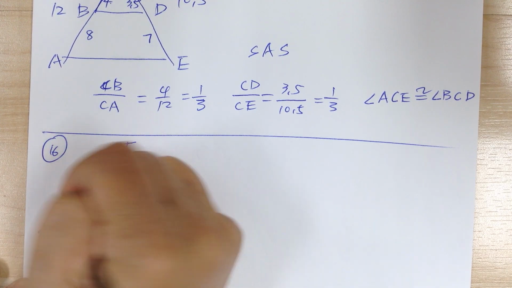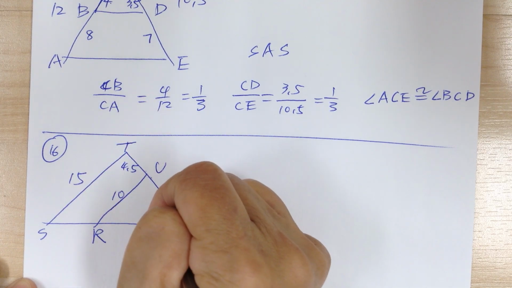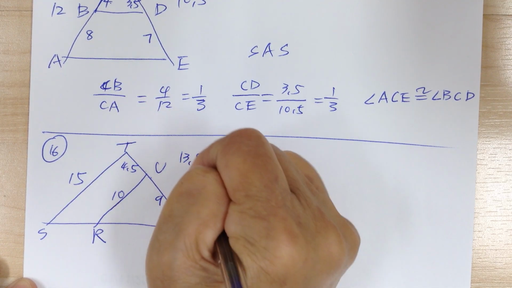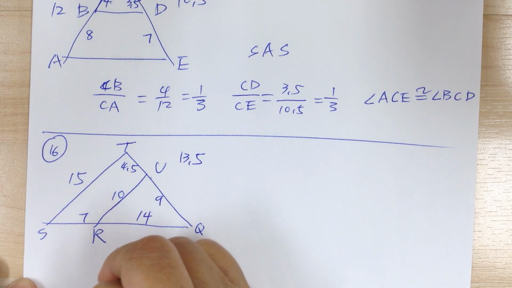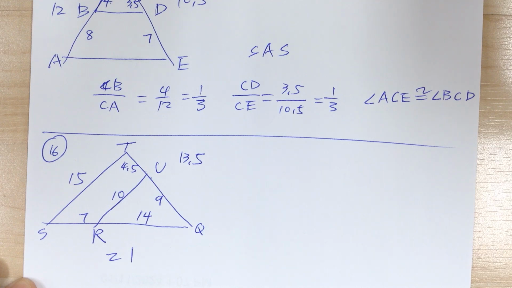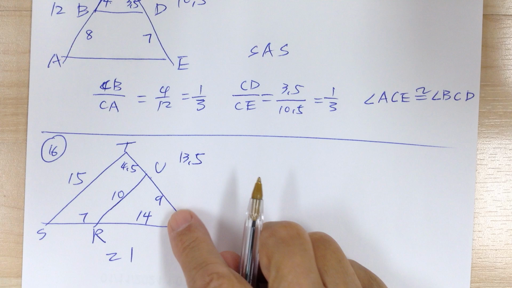Okay, so this is 15, this is 10, this is 4.5, this is 9, so this will be 13.5, this is 7, this is 14, so that is 21. Okay, so this one you have to use the SSS because none of the angles are given. Actually, you can use this one too.